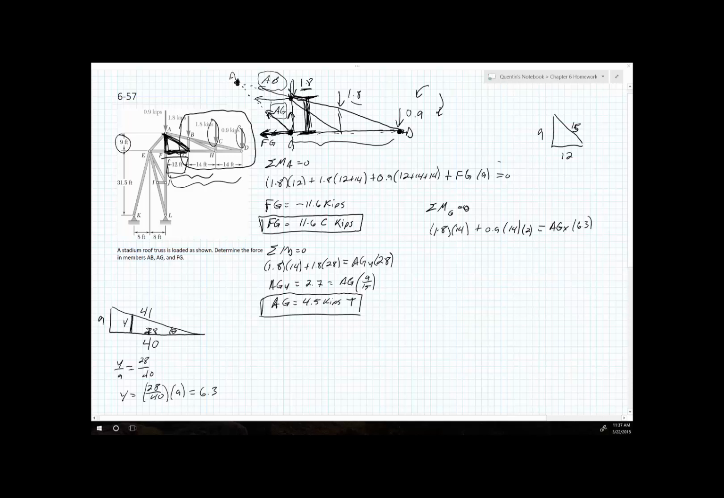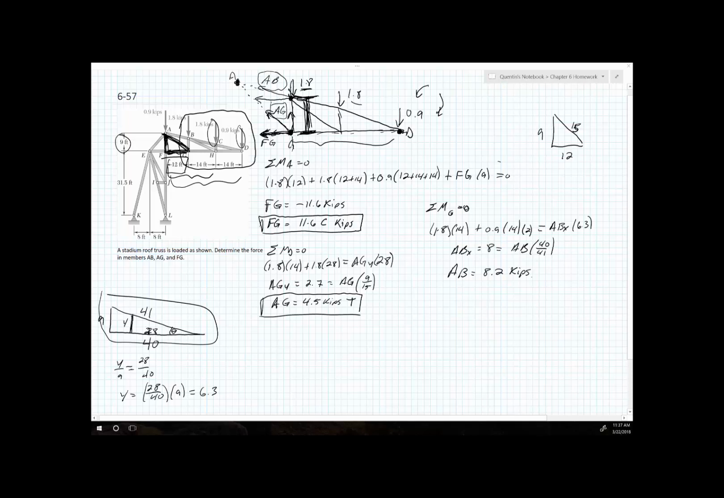Did I call it AG? Sorry, it's AB. This is AB in the X. So therefore, AB in the X is equal to 8. But AB in the X, coming back to this triangle, is AB times 40 over 41. So therefore, AB is equal to 8 times 41 over 40, which is 8.2 kips.